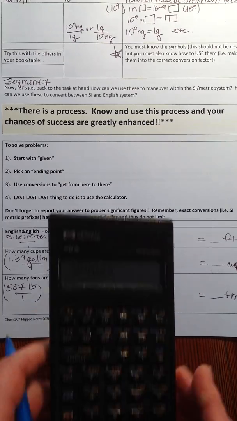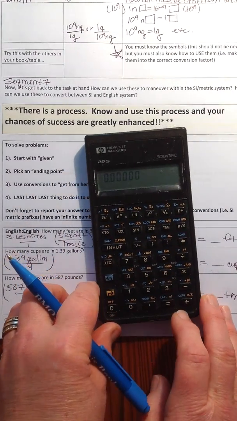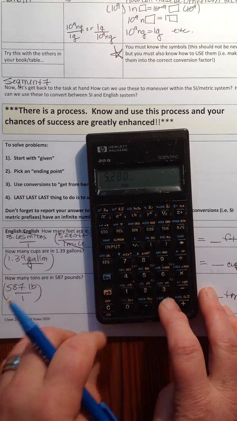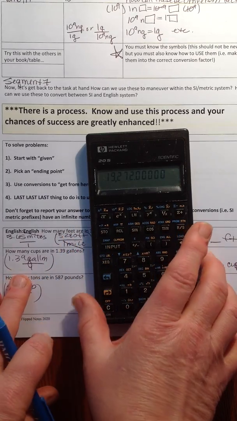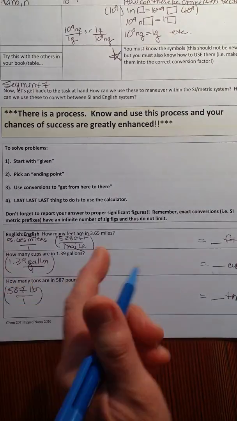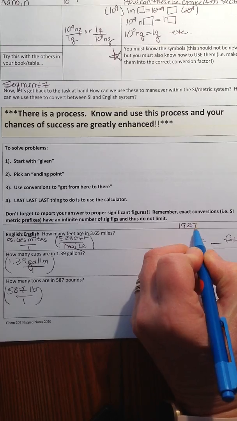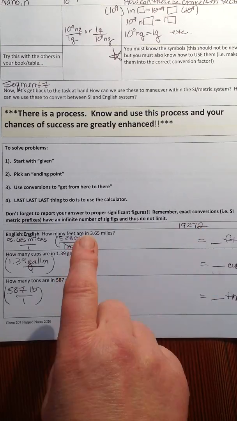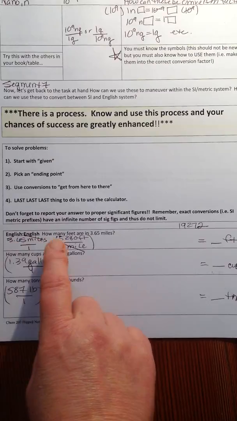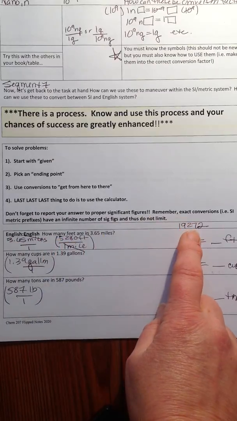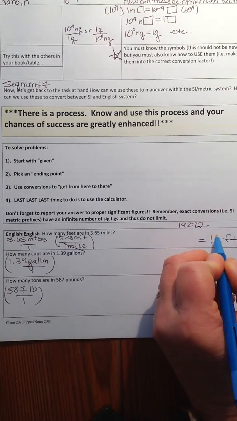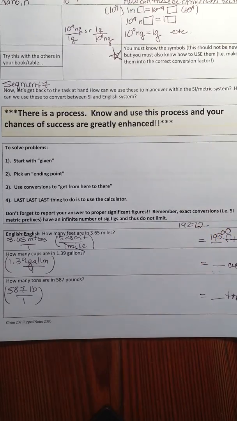Then we simply get our calculator out, we do the math. 3.65 times 5280. Our calculator tells us 19,272, and then we need to round to proper sig figs. We have 3 here, we have 3 here, so our answer needs to have 3 as well. And so our answer would be 19,300 feet.